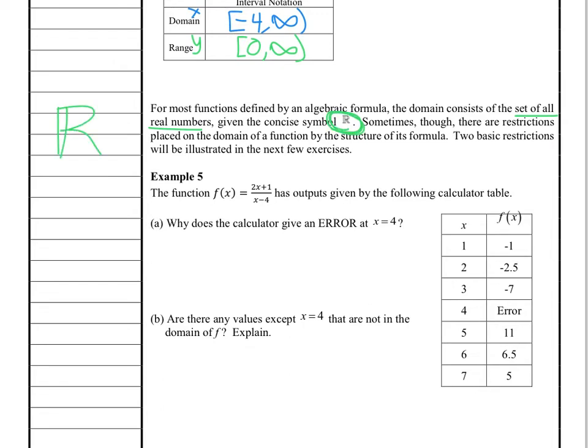Okay? So then it says, sometimes though, that there are restrictions placed on the domain of a function by the structure of its formula. Two basic restrictions will be illustrated in the next few exercises. So we've got this function, f of x equals, and then it's a fraction. Okay, so a ratio here. And it has outputs given by the calculator's table. So somebody typed this into a calculator, and then we look at the table here.